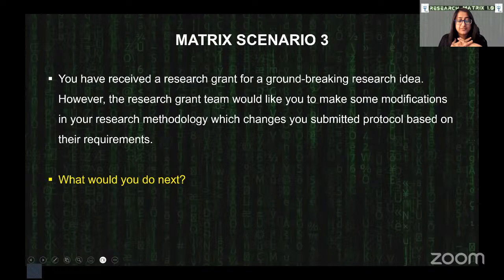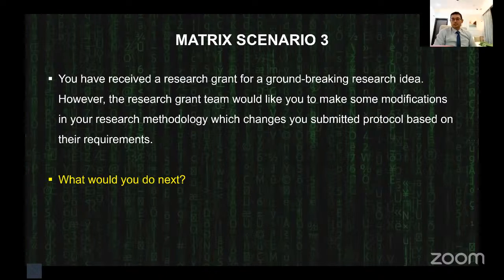You have received a research grant for a groundbreaking research idea, and you have a set protocol for the research. However, the research grant team would like you to make some modifications in your methodology, which changes your submitted protocol based on their requirements. Let me clarify that this is an industrial-based study. You have applied for the grant and are supposed to take it from them, but they want some changes in your pattern. What would you do in such a situation?